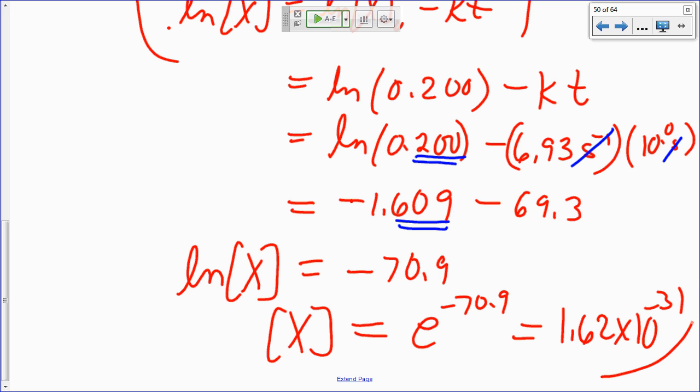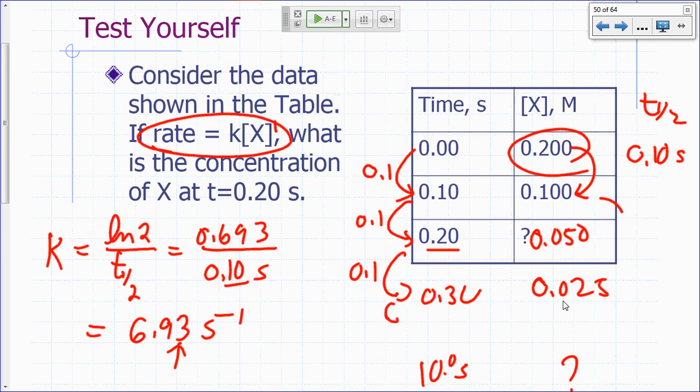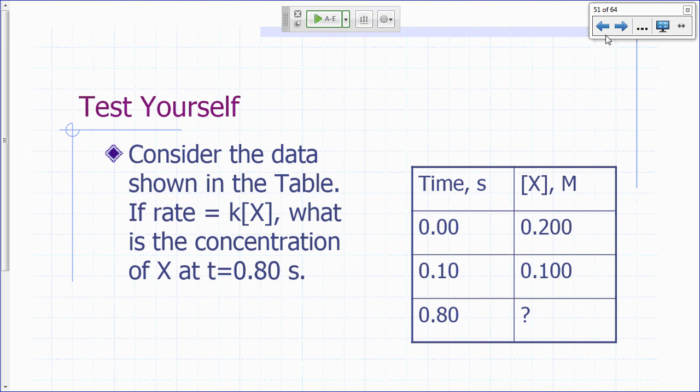What do you notice about that? That is a very, very small number. Why? Well, every half a second gets cut in half. By the time you get to 10 seconds, it's going to be a very, very small number, but it's not going to be 0.